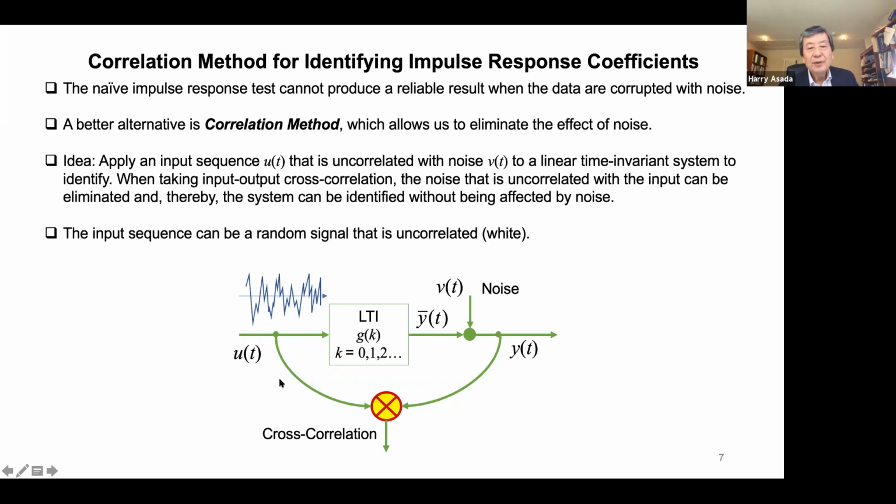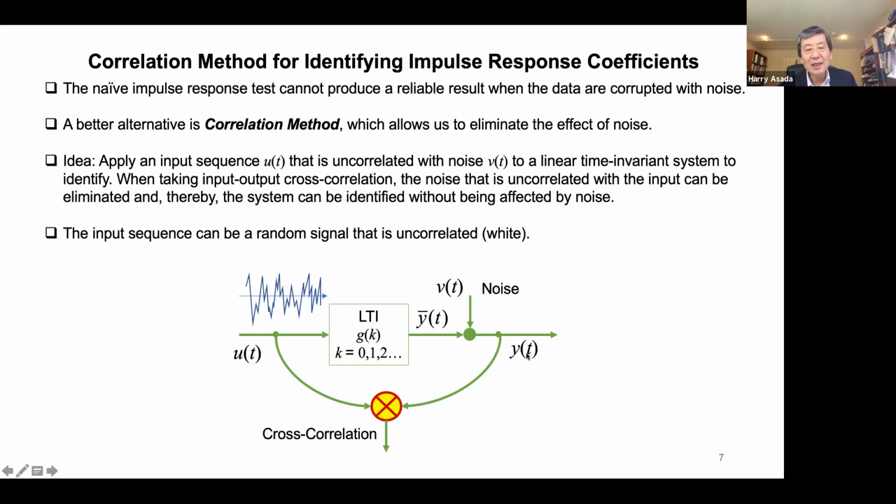Now, what we need to do is to take the correlation between the input u(t) and the observed output y(t), which may be corrupted, containing some kind of noise v(t).